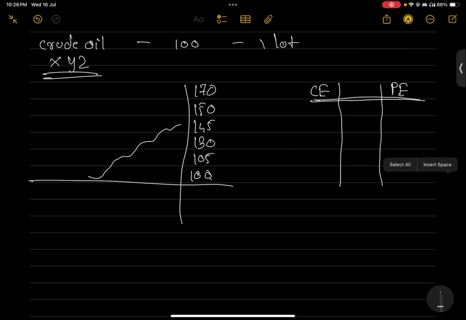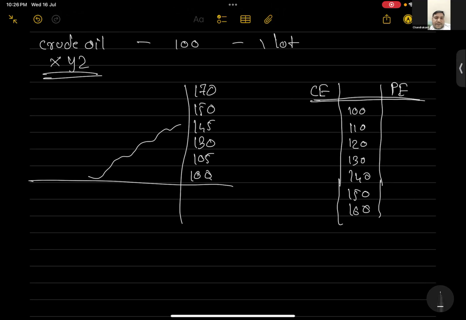Now assuming the strike prices for this XYZ industry are divided in tens. I'm writing here 100, 110, 120, 130, 140, 150, 160. These are the strike prices. So what are strike prices? A strike price is the round figure calculation of my underlying asset price. You got my point, sir? Yeah, I got it.